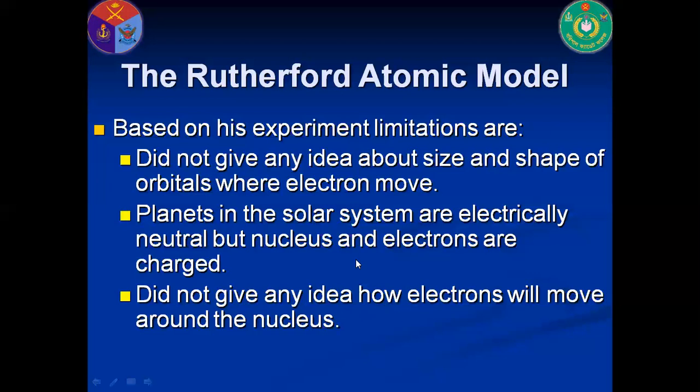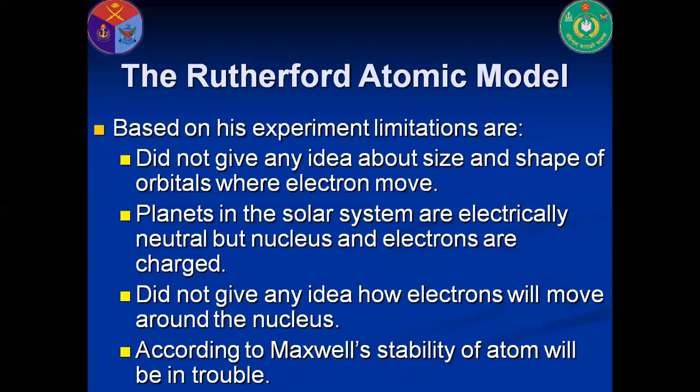But planets in the solar system are electrically neutral, whereas in the atom the nucleus contains positively charged protons, and in the outer space negatively charged electrons are revolving. He also did not give any idea about the electrons: how can they revolve? According to Maxwell, if oppositely charged particles are revolving, they attract each other and go towards the center of the nucleus, and the stability of the atom in the universe is in trouble.